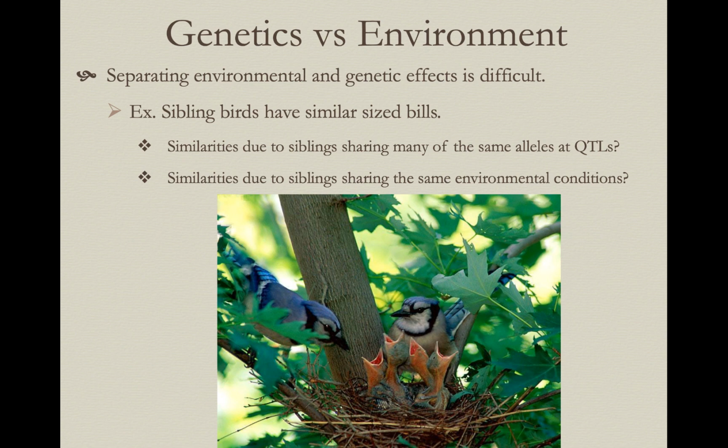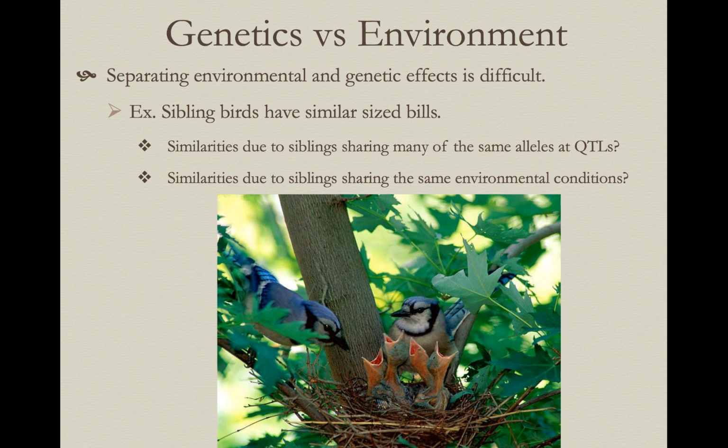And trying to determine this in quantitative genetics is not easy. So let me give you a simple example. Let's say that we have sibling birds that were raised in the same nest, and they have really similar sized bills compared to other birds in the population. The similarity that they share in their bill sizes is closer than they are to typical birds in the population. And you may be saying, well, that's clear evidence that they've got the same genes from mom and dad to produce that specific bill size. So the similarity is really due to the same alleles at whatever QTLs are responsible for the production of bills.